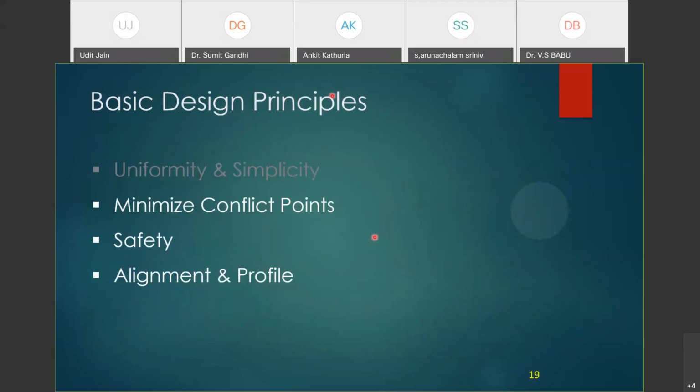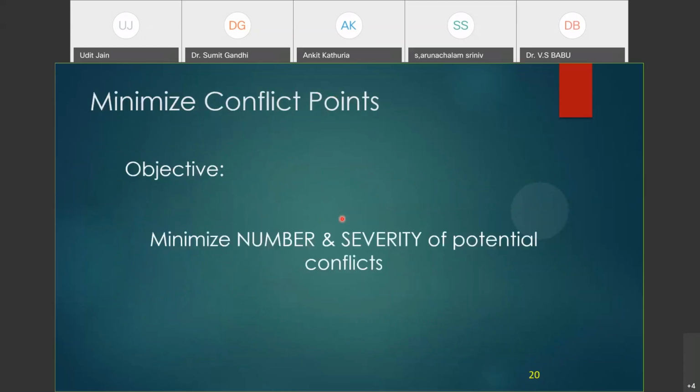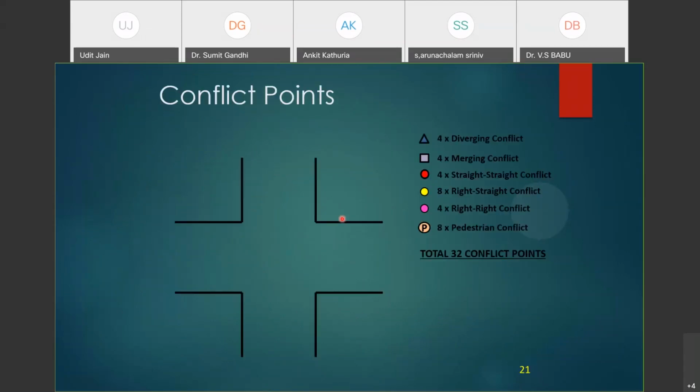The second basic design principle is to minimize the conflict points. So what are the conflict points? Let us understand that. We have to minimize the number as well as the severity of the potential conflict points. So at a typical intersection, there are a total of 32 conflict points. What are those?